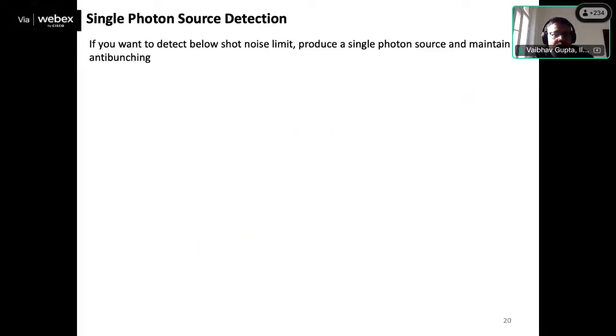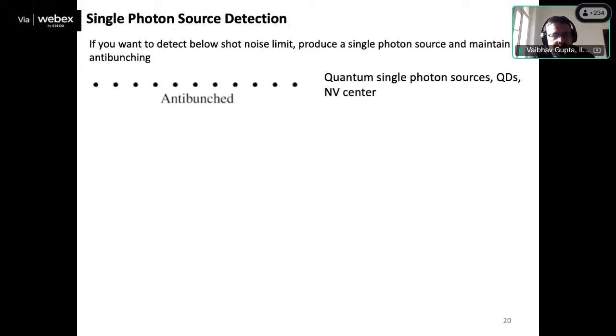Suppose you want to detect below the shot noise limit and somehow you have a single photon source. Your aim is that the single photon source should maintain its anti-bunching. What does a single photon source look like? The gap between the photons is equal. They are equidistant, meaning anti-bunched. No bunching, meaning 2, 3, 5 photons are not clubbed together.